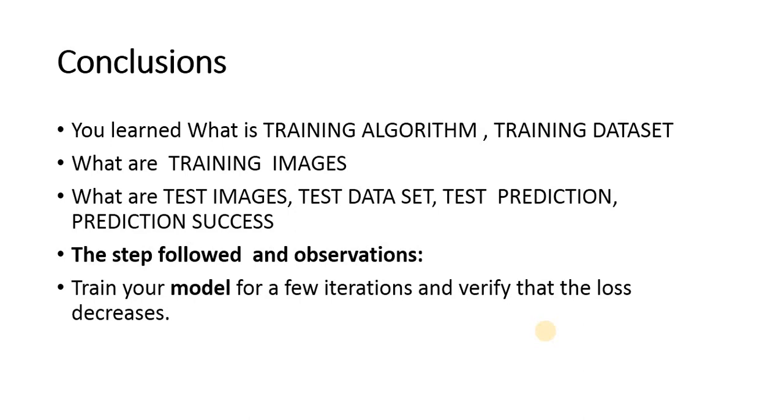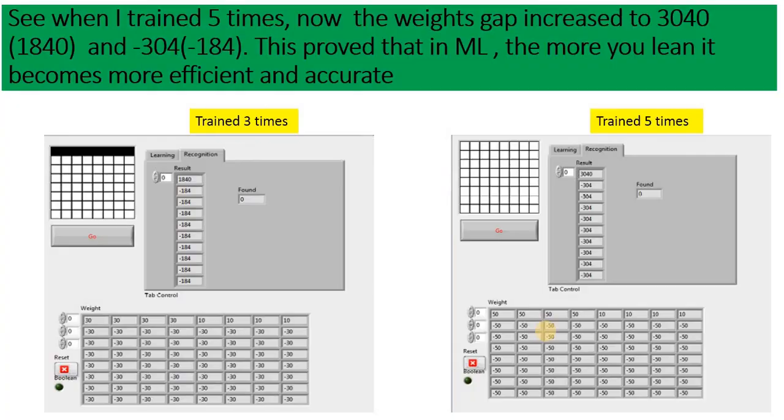So the basics of all neural networks can be learned from this problem, and this is a very, very good example to learn the basics of machine learning. You can see, as you train three times, the difference is 1840 and 184 in weights. If you train five times, the difference increases, minus 304 and 3040, by the training algorithm that is quite intelligent. Thank you.